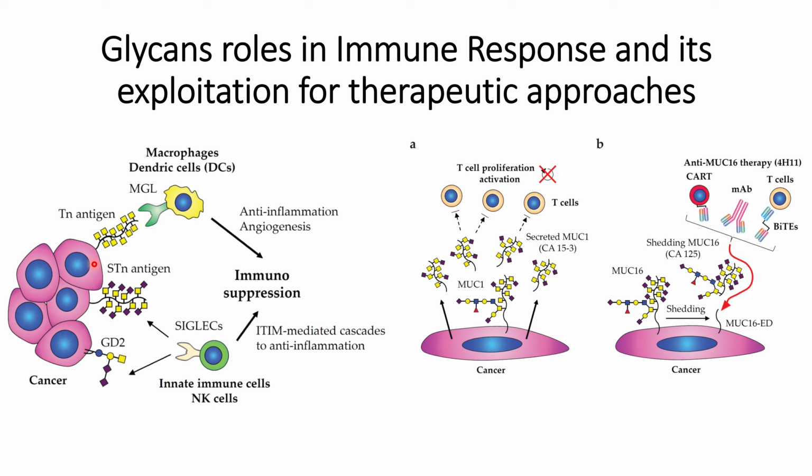I have discussed this aberrant glycosylation many times in our previous videos: most solid tumors have this kind of aberrant glycosylation, and in pancreatic tumor cells, the Tn and STn antigens are more commonly observed to be overexpressed. These are the result of truncated O glycans, as Tn is the first step of O glycosylation and STn is the second step. These Tn antigens interact with the MGL receptors present on macrophages and dendritic cells, and that will trigger an anti-inflammation response and angiogenesis.